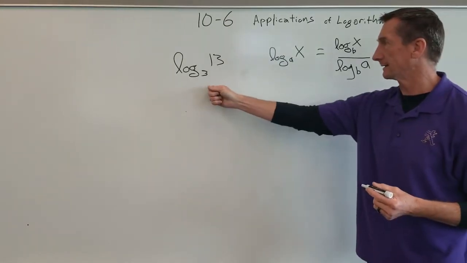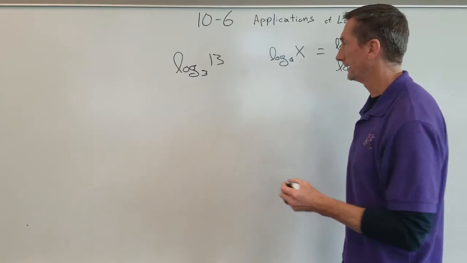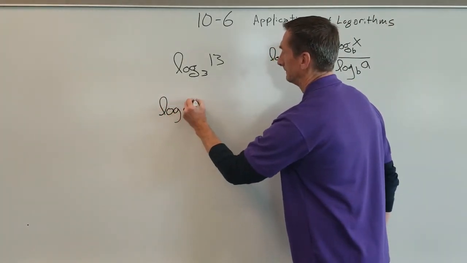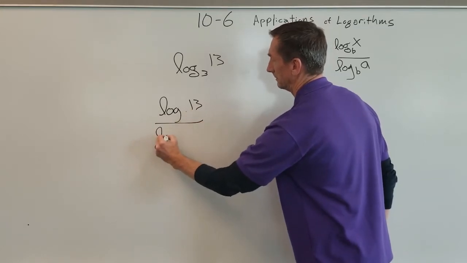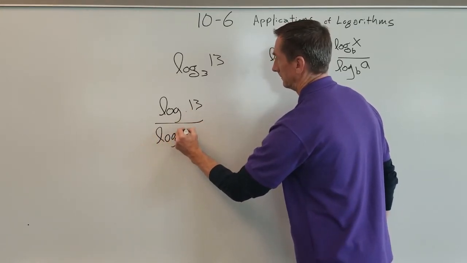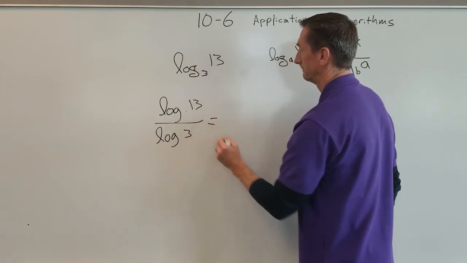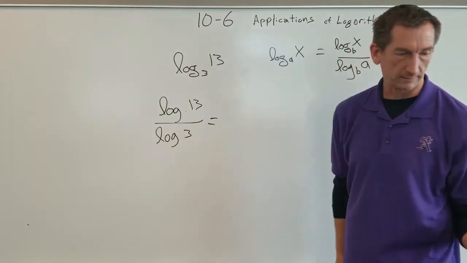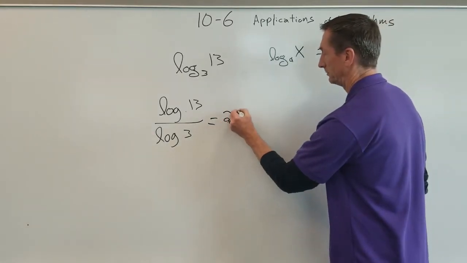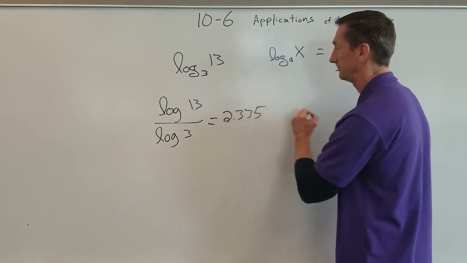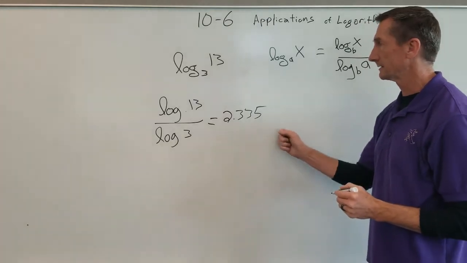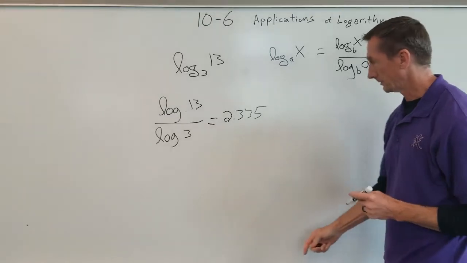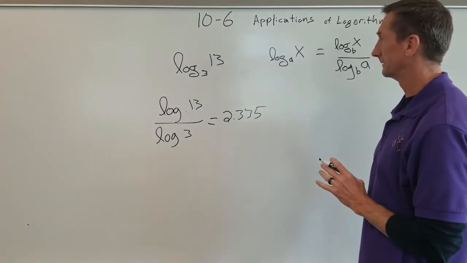So let's apply it to this log right here. So I'll have log 13 divided by log 3. Okay? So that I can just stick in my calculator and pull out the answer of 2.335. Okay? It's quite easily done using this formula right here. Okay, but let's look at something else here.